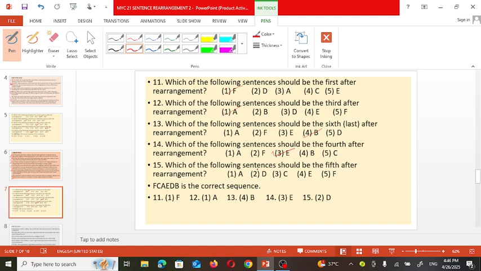And which of the following sentences should be the fifth one? So the fifth one will be D, and D is given for the second. So our answers will be like this: F, A, B, then E and D. So 1, 1, 4, 3, and 2.